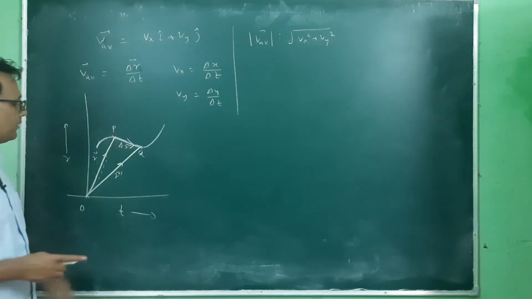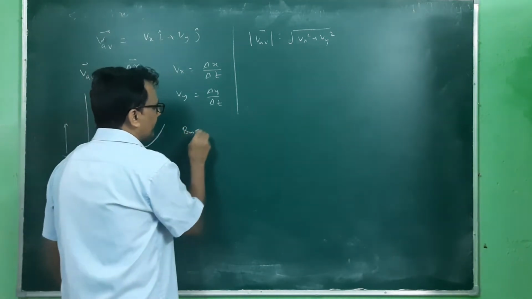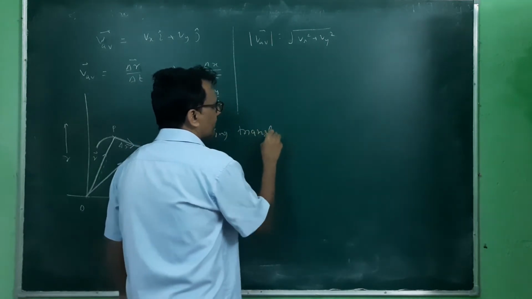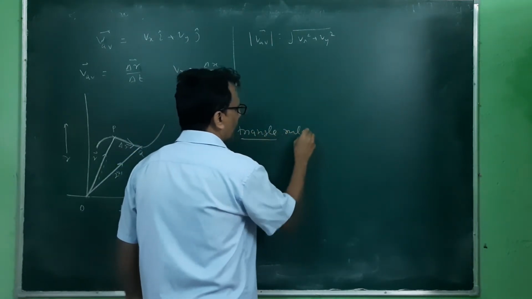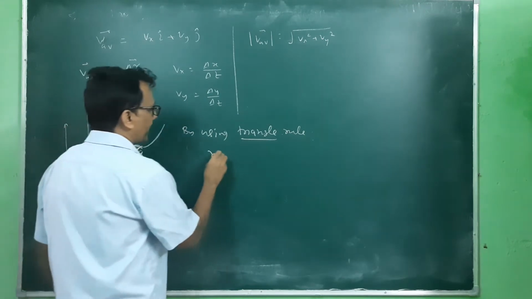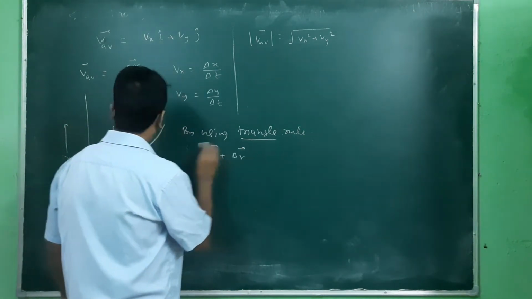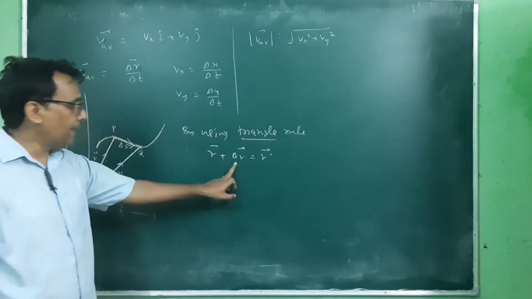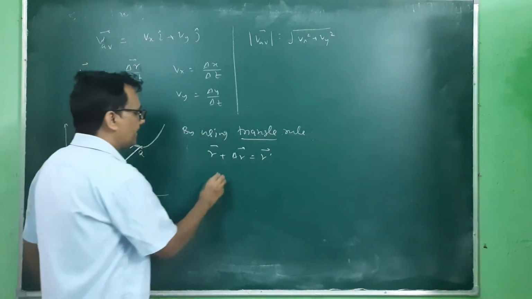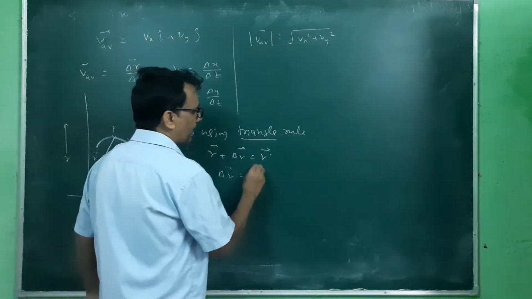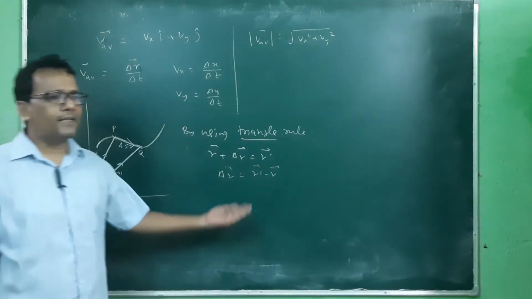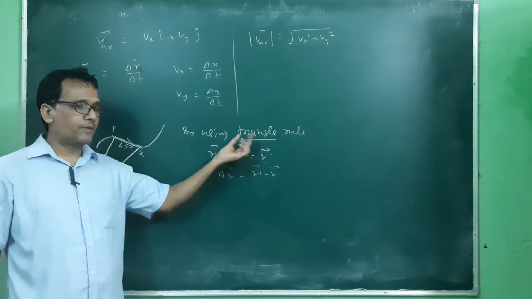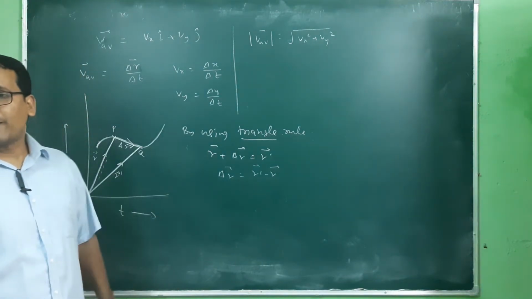Then by using this triangle rule of vector, we have r plus delta r equal to r prime. So we have to calculate this displacement. This displacement, delta r, is equal to r prime minus r. Directly this is given in your book, and it comes from this triangle rule. So delta r is equal to r prime minus r.